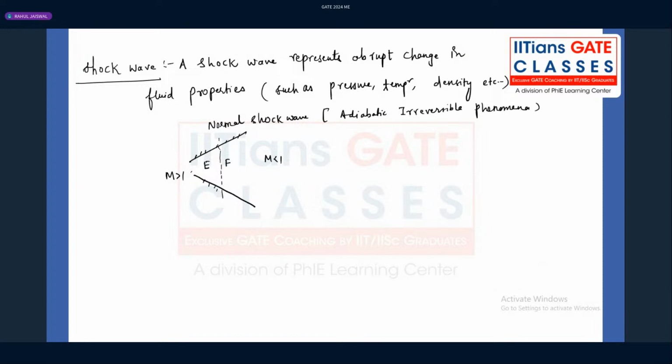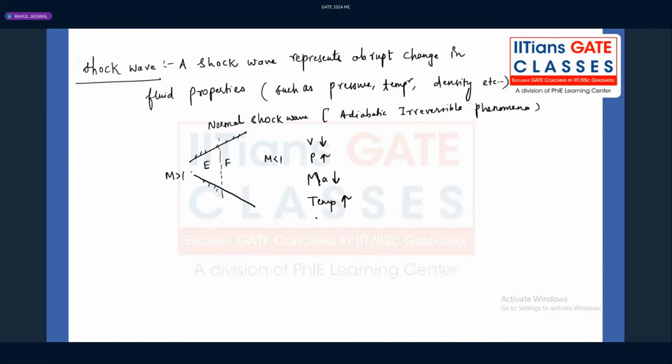It's a highly irreversible and adiabatic phenomenon, so definitely entropy will increase, right? When the Mach number decreases, the flow will become subsonic. Definitely velocity will decrease and pressure will increase. What happened with the Mach number, guys? Mach number will decrease. What about the temperature? Temperature will increase as it gets compressed. It's one of the compression waves.